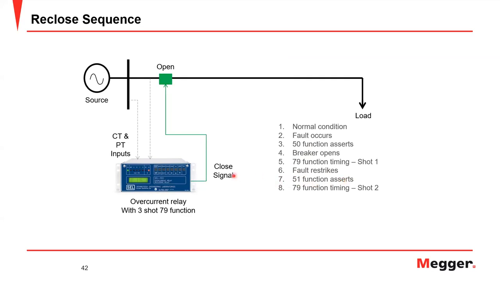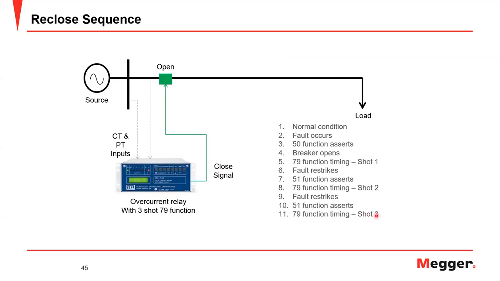So it finally timed out. It gave the trip signal, the breaker's open, and now the recloser is timing toward shot 2. Shot 2 expires, use a close command, and the fault restrikes again. Okay. Once again, 51 takes over. Until the reclose feature of this relay resets to 0, it's going to keep the 50 function blocked. Okay. 50 function times out, trip signal is sent, breaker opens.